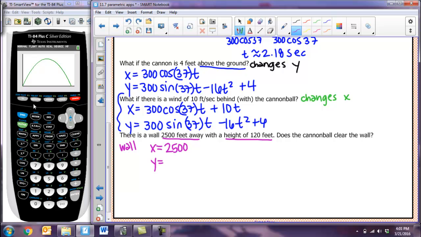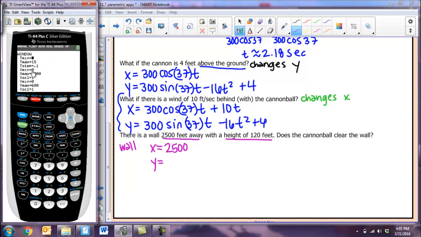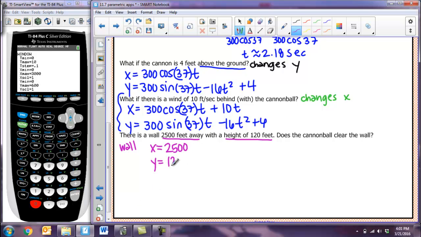So if I go into my window and I look at my Tmax is 15, then that means I've got to have something to do with 15 to get to 120. I'm going to go ahead and change this to 10. If I change my Tmax to 10, then all I have to do here is say 12 times t, because that's going to get me to that 120. So again, this is going to depend on your Tmin and your Tmax.